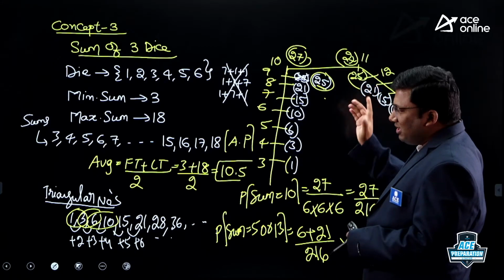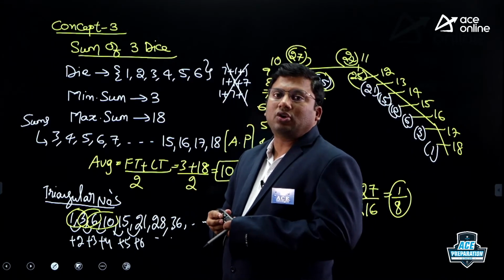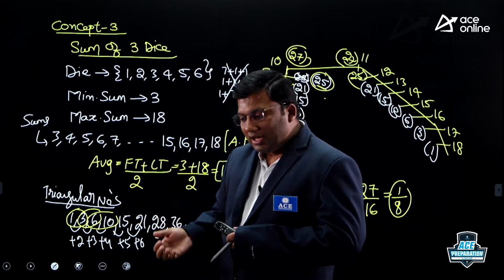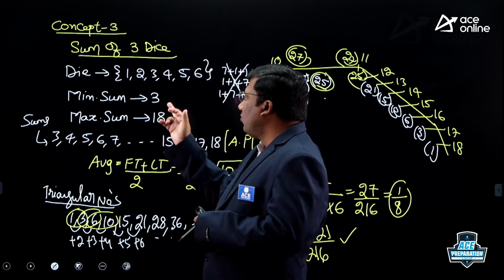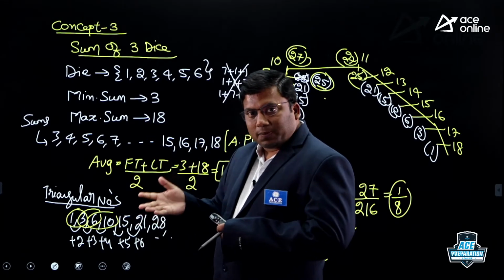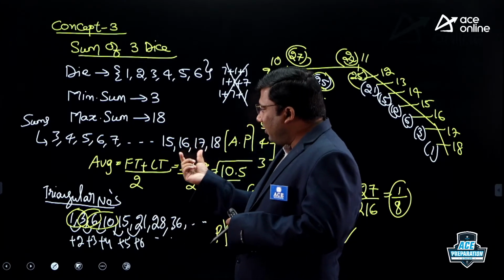If you draw this diagram, it is very simple. Any die will have numbering from 1, 2, 3, 4, 5, 6. The minimum value on a die is 1. If I roll it 3 times, 1 plus 1 plus 1 is 3. Maximum it is 6 plus 6 plus 6 is 18. So 3 to 18. Average it is.